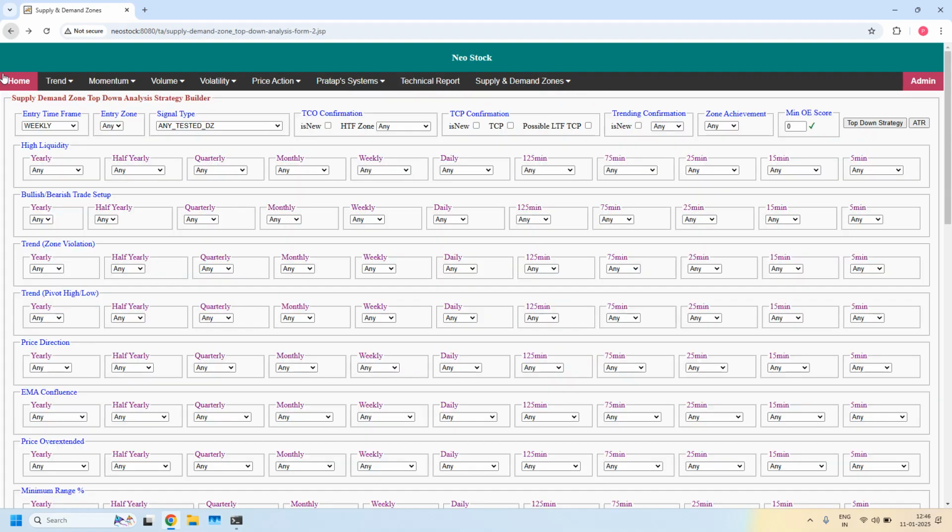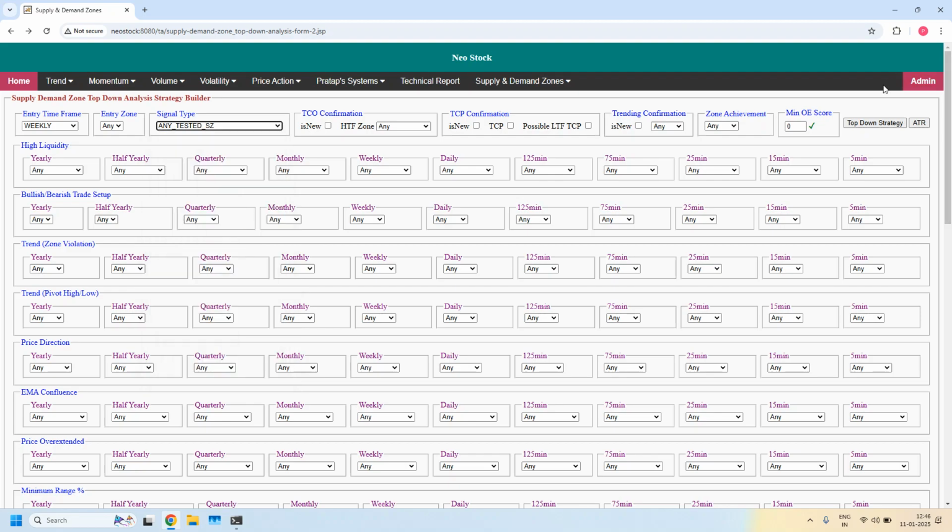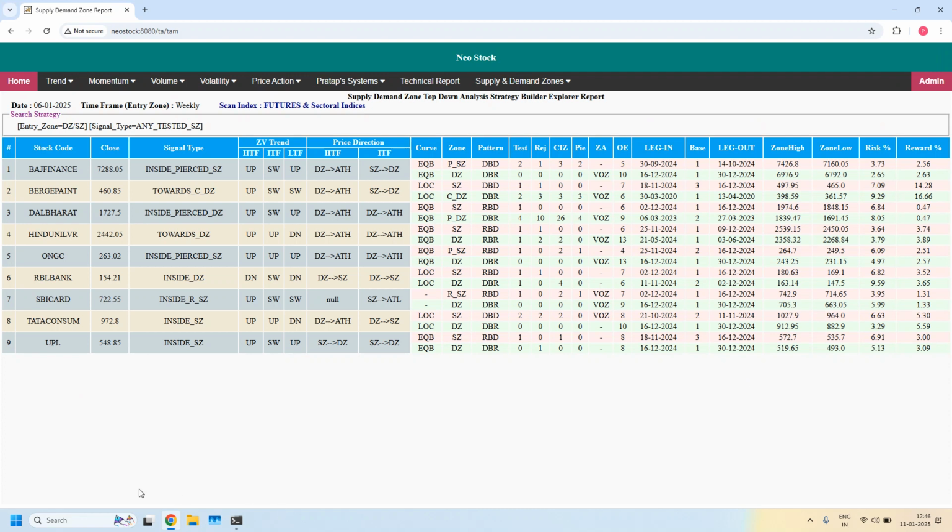Okay, next, for weekly time frame, let us find the stocks having tested weekly supply zones during this week. These 9 stocks have supply zones tested during this week. So that means more demand zones are tested during this week. But supply zones are very few.